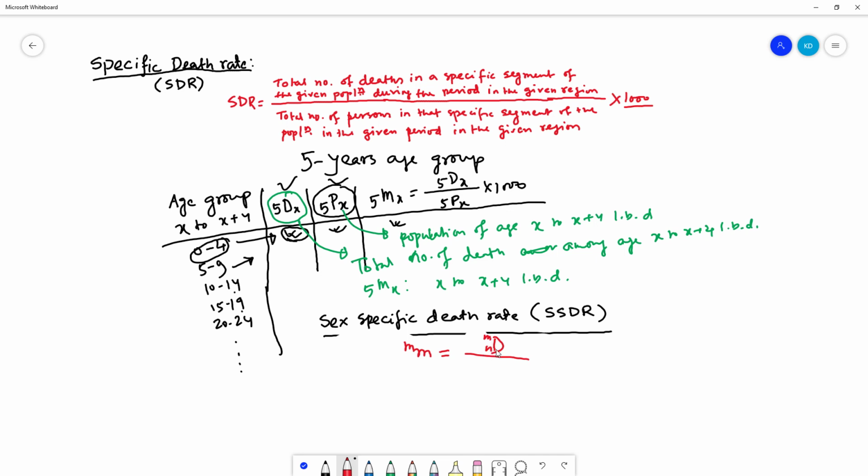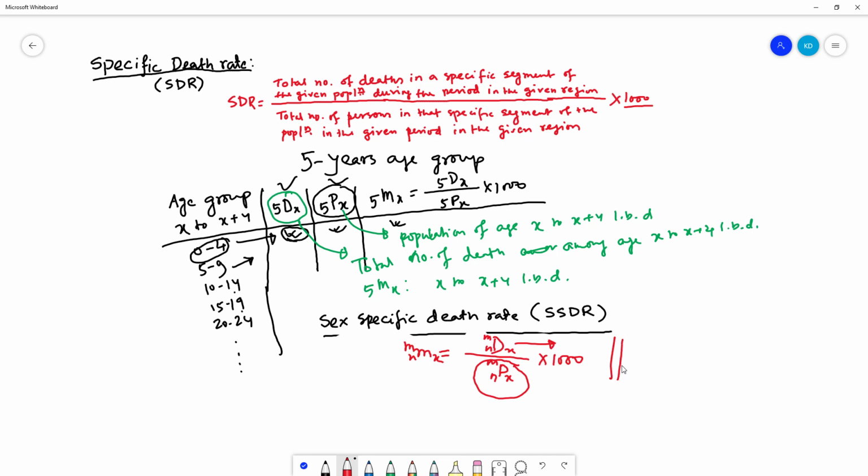M for male, into 100,000. So this stands for M in X. This is the total number of male deaths of age X to X plus N last birthday, and this is the total number of male population of age X to X plus N last birthday, and this is the specific death rate for males of age group X to X plus N.